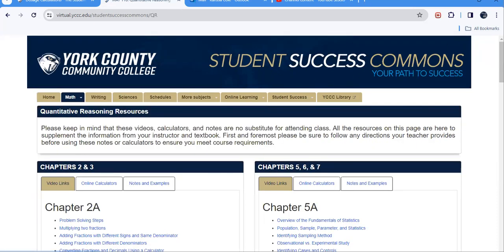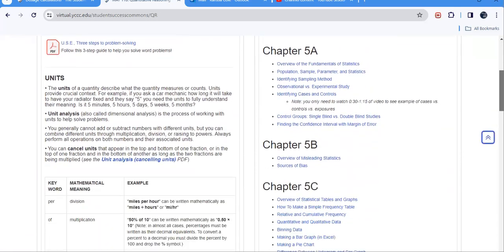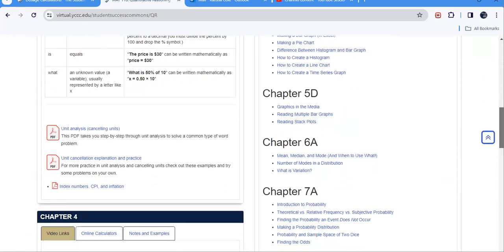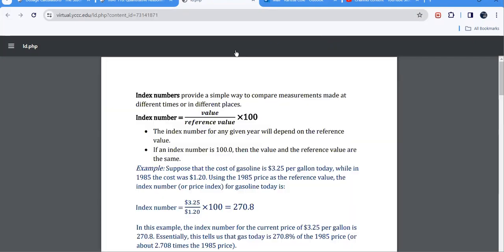CPI is covered in Chapter 3, so that would be this first box here, Chapters 2 and 3. Notes and examples. Now these first few notes talk about a lot of the chapter 2 stuff, but if you scroll down a little bit, you're going to find index numbers, CPI, and inflation. This is a really good note sheet you can print out. We are going to use it because it has a CPI table in it. Hopefully it'll load. There it is.